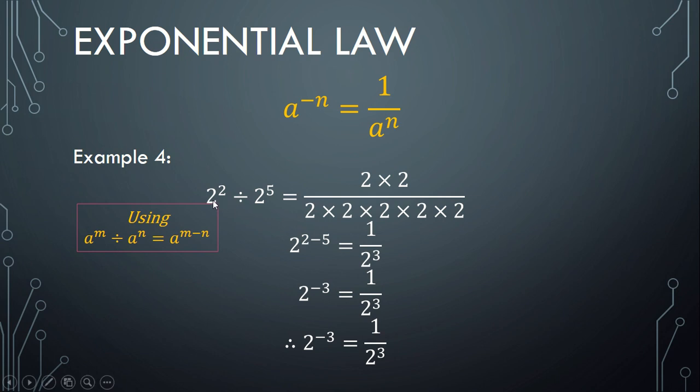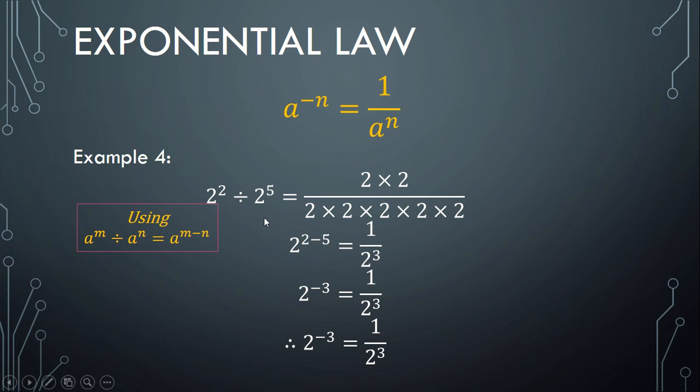Now, if we have 2 to the power of 2 divided by 2 to the power of 5, we can rewrite this calculation as 2 to the power of 2 over 2 to the power of 5. On the right-hand side, we can simplify this calculation. The 2 and 2 here simplify. So we will have 1 as numerator, and for the denominator, we have 2 to the power of 3. So we get on the right-hand side 1 over 2 to the power of 3.